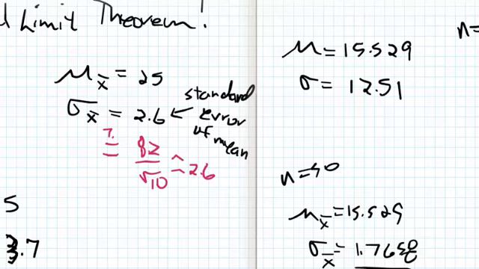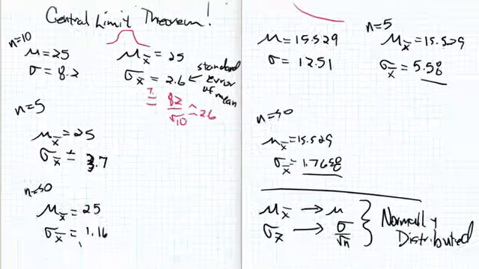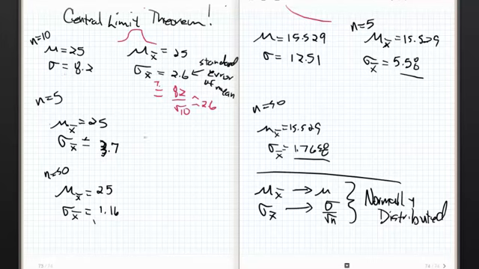Remember when n equaled 5? Still the same standard deviation of the population. This, by the way, was the bell-shaped distribution, and I think this one was the skew. Same population standard deviation, n equals 5. Well, let's see. If I take 8.2 and divide it by the square root of 5, 8.2 divided by root 5, and looks like 3.7. Crazy.